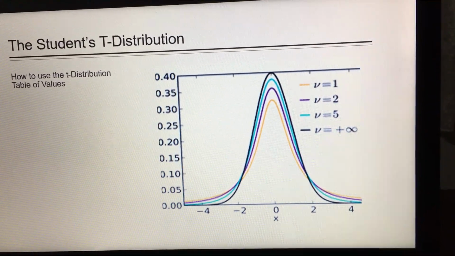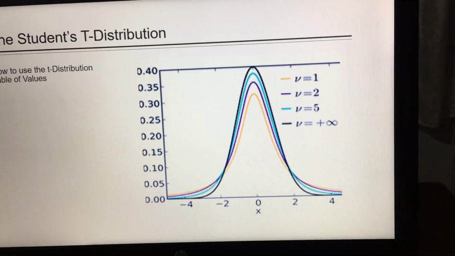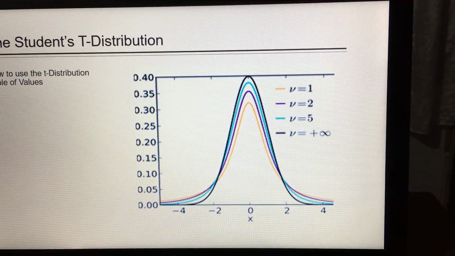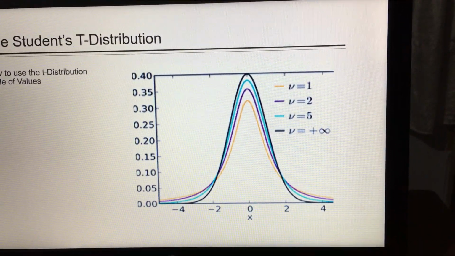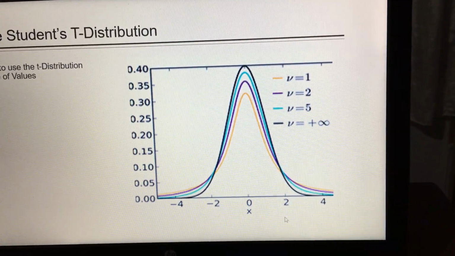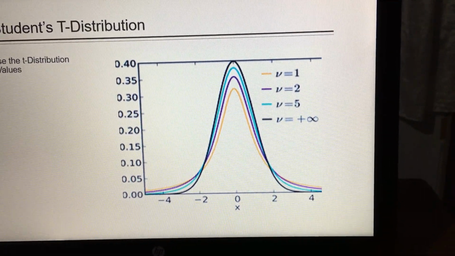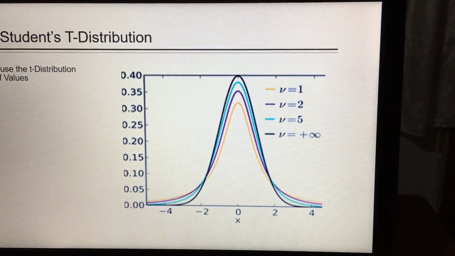Hello everyone, let's learn how to find critical values from the student's t-distribution. The student's t-distribution is a continuous probability distribution which is symmetric about its mean, which is 0, and can be easily understood when we have gone through the normal probability distribution.